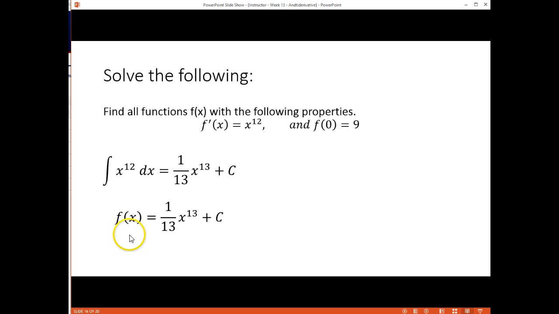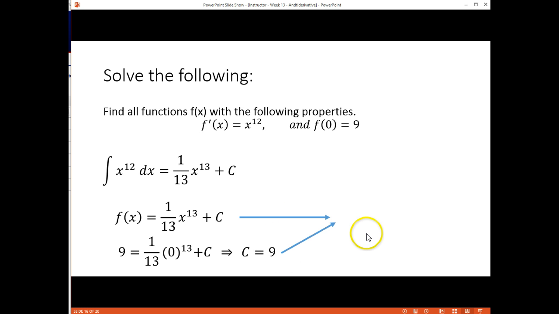Well, f of x becomes 9. Plug in 0 for x. Well, this 1 over 13, 0 to the 13th is just 0. So this gives us c equals 9. So now I'm going to take this original function, this function I was calculating the antiderivative of. I'm going to take the fact that c equals 9, and my answer is simply going to be f of x is 1 over 13 x to the 13th plus 9.